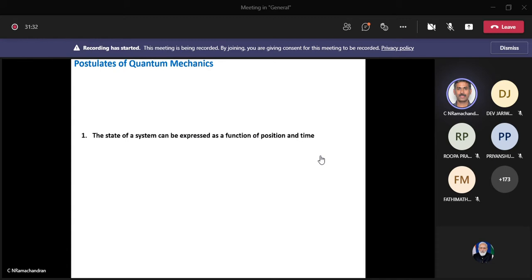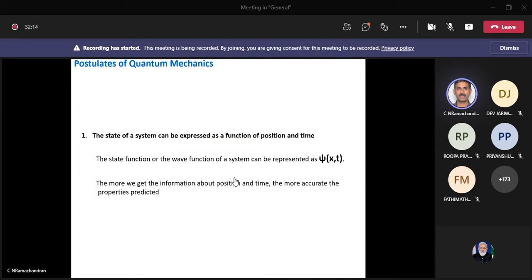The statement is too complicated, but there is something very interesting. If you look at it very closely, let us try to understand it in a simple way. The state of a system can be expressed as a function of position and time, and it is represented as the state function or wave function of a system. In general, the state function or wave function of a system is represented by the symbol psi of x,t. It is telling that psi is a function of position and time, a wave function.